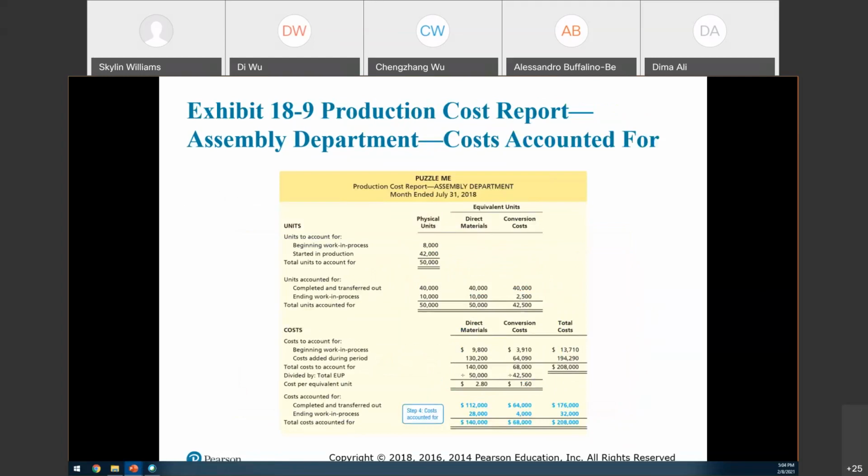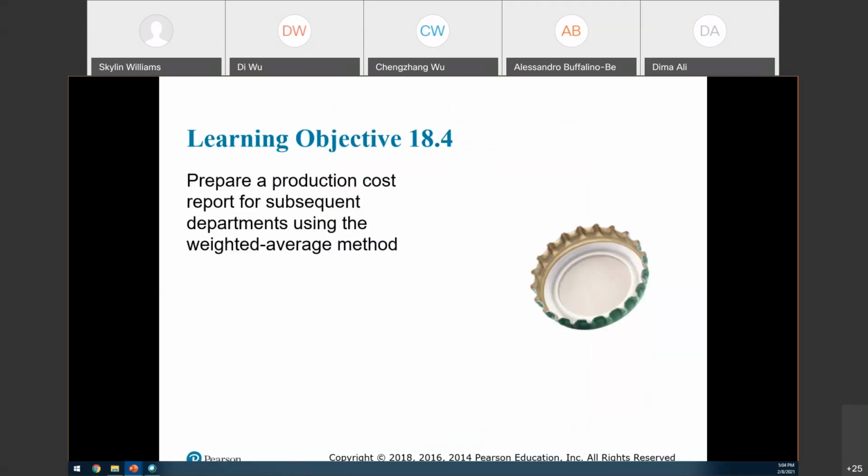Okay, in today's class, we learned how to prepare the production cost reports in the first process, or the first department, of a manufacturing company. And in the next class, we will learn how to prepare the production cost report for the subsequent departments using the weighted average method.